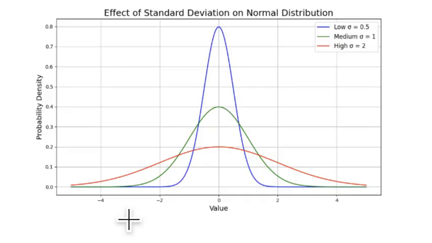Here's another visual of that same concept. It shows 3 normal distributions, all with a mean of 0. The blue graph has a standard deviation of 0.5, so it's tall and narrow. The green graph has a standard deviation of 1, and the red graph has a standard deviation of 2. And we can see that it's wider and much shorter.